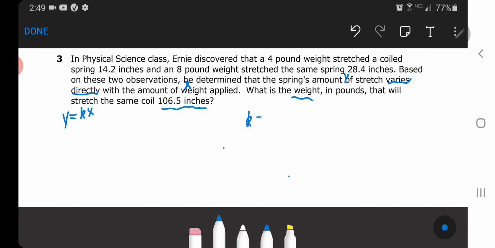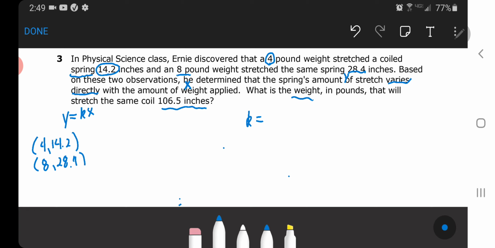So once again, to find our k, we'll take a y divided by an x. Remember, the spring stretch is a y value. So here's a y value, 14.2, and the x value that coordinates with it is 4 for the weight. So I'm going to rewrite that as 4 comma 14.2 real quick as a point. That's one point that we're given. We're also told an 8-pound weight, and the spring stretch is 28.4, so that's another point.